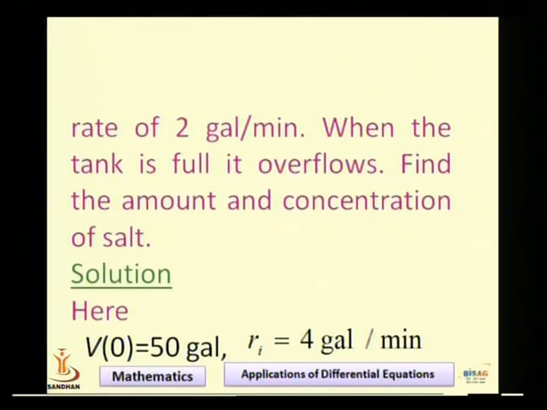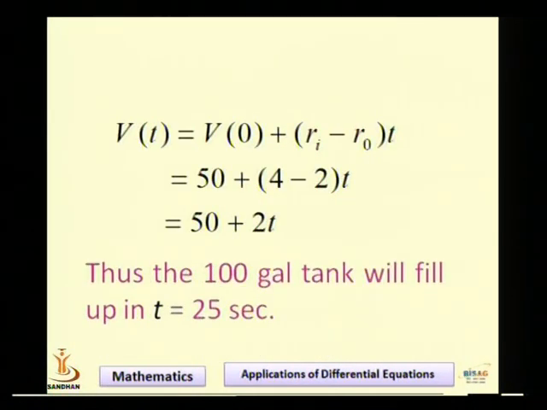So, initially the volume of the solution is 50 gallons inside the tank, because the tank is half full and 100 is the capacity. Ri, the rate at which the salt solution flows into the tank, is 4 gallons per minute. So, I use the equation V of t is equal to V of 0 plus (Ri minus R naught) into t. V of 0 is 50, inflow rate is 4 and outflow rate is 2. So, 4 minus 2 into t. So, I get 50 plus 2t.